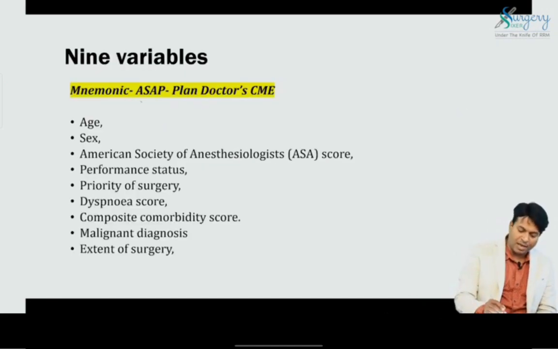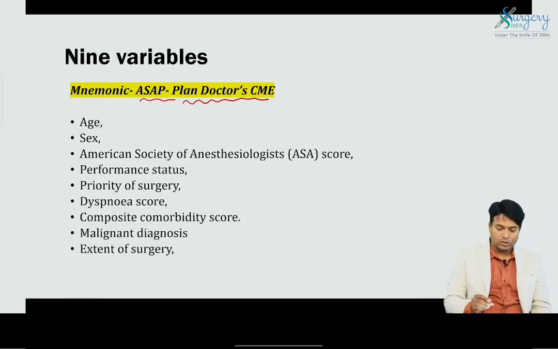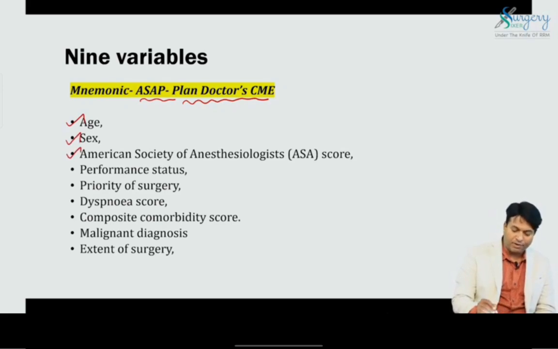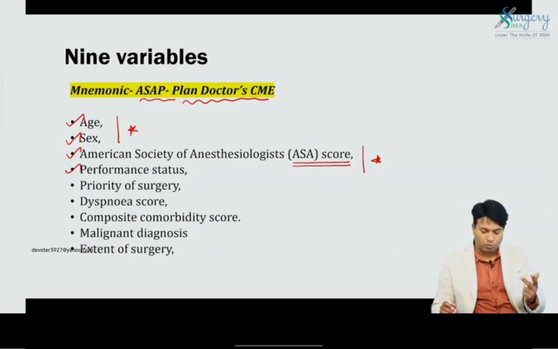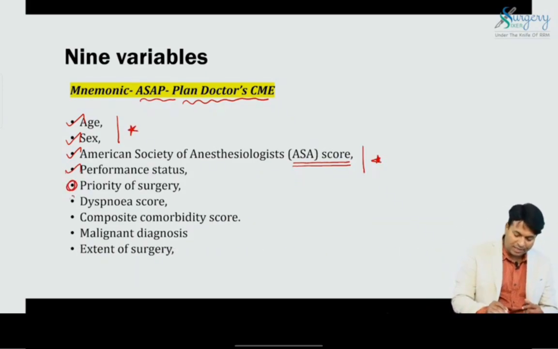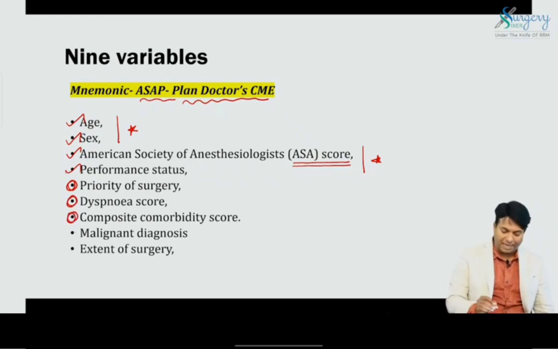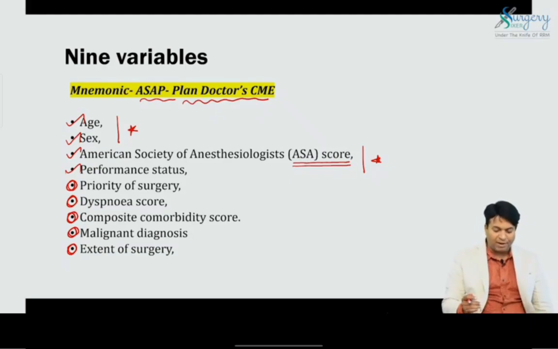I kept a mnemonic for this: ASAP PD CME. A for age, S for sex, another A for American Society of Anesthesiologists score, and performance score. See, age and sex come first. The next two are decided by the anesthetist: performance score and ASA score. Then priority of surgery, dyspnea score, comorbidity score, malignant diagnosis, and extent of surgery. These all come under the 9 variables, and with them we make the Thoracoscore. This question came for the first time in NEET PG 2020. Since it is a favorable question for the national board examiners, you can expect it again.